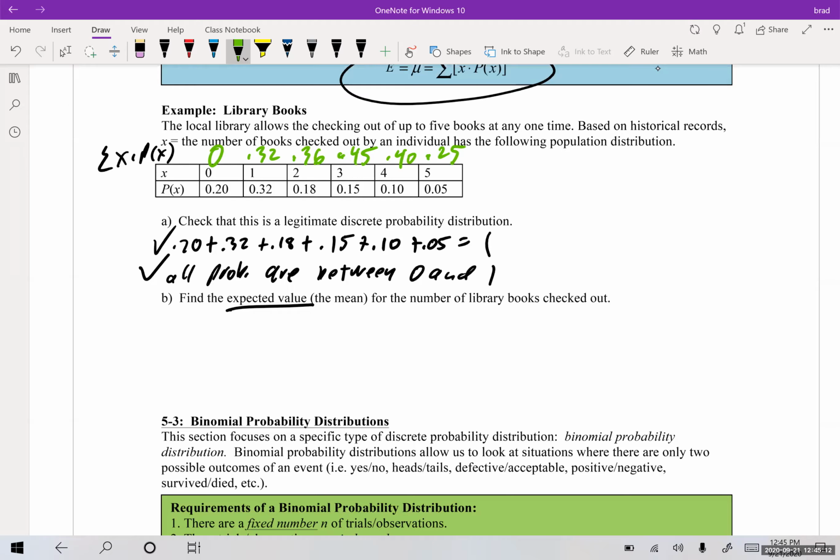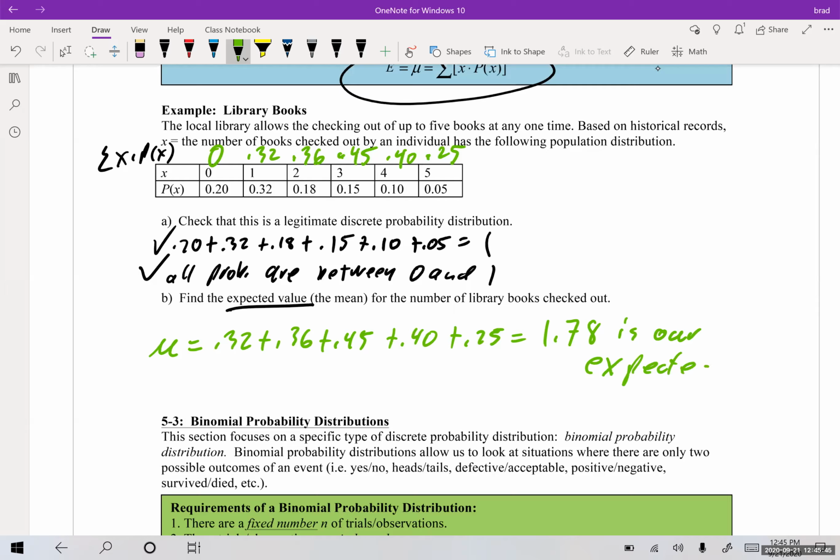Okay, so in order to find the expected value, all we do is we add all these up. So mu equals 0.32 plus 0.36 plus 0.45 plus 0.40 plus 0.25. And let's see what we get. 1.78 is our expected value. And this is 1.78 books. Okay. All right, you guys.